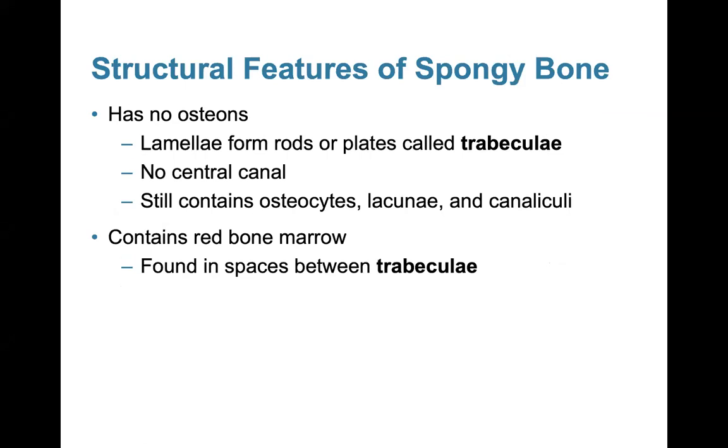Spongy bone will not have any osteons as far as its structure is concerned. The lamellae will form rods or plates called trabeculae. There is no central canal. It still contains osteocytes, lacunae, and canaliculi. The spongy bone will also contain red bone marrow, and this is found in spaces between the trabeculae.